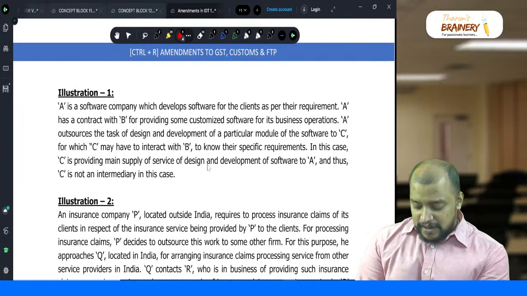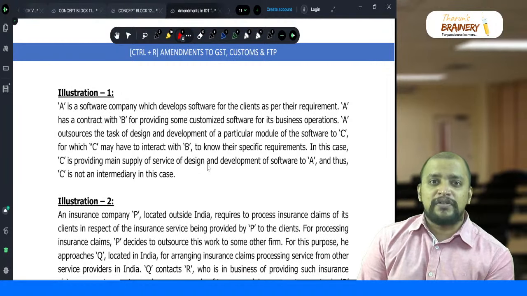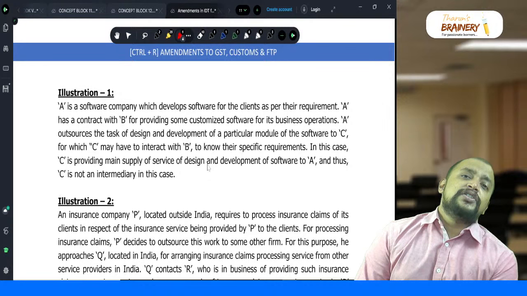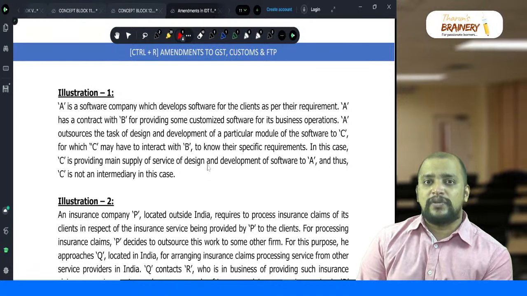For software development services, what will be taken as the place of supply? We don't have any specific provision. We will take the general provision: the location where services are actually performed. So that will be taken.